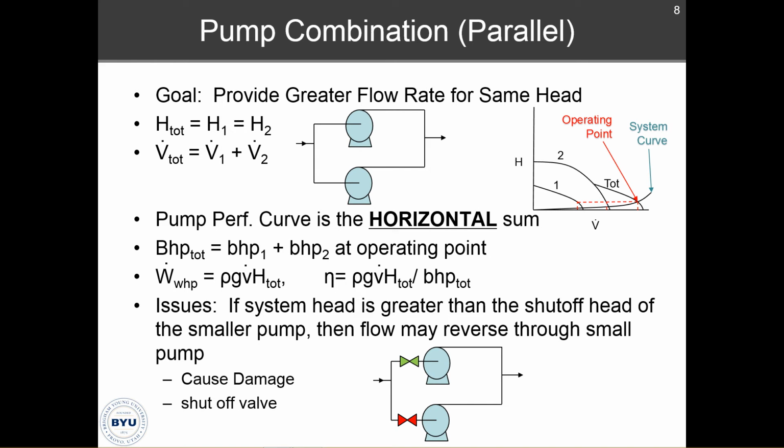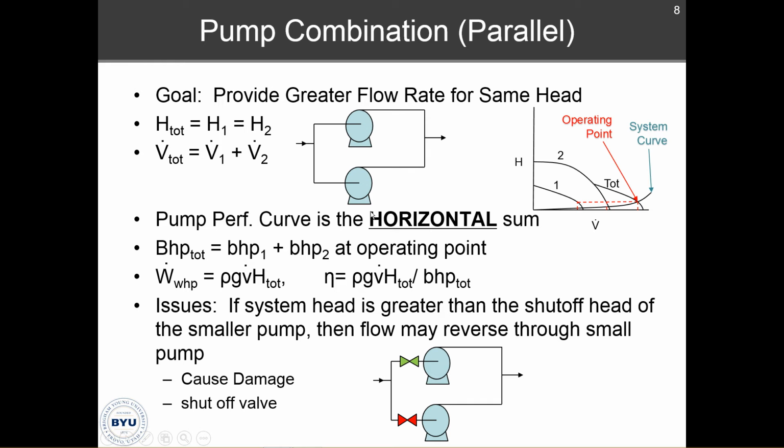Okay? The other option is for combining pumps in parallel. Just like in parallel pipe networks, you are going to have the same pressure drop or the same head for the pumps in parallel. And what you're really going for here is to increase the volumetric flow rate. Okay? So just like with parallel pipe networks, the total head is equal to the head of each pump, and the total volumetric flow rate is equal to the sum of the volumetric flow rate through each parallel path.